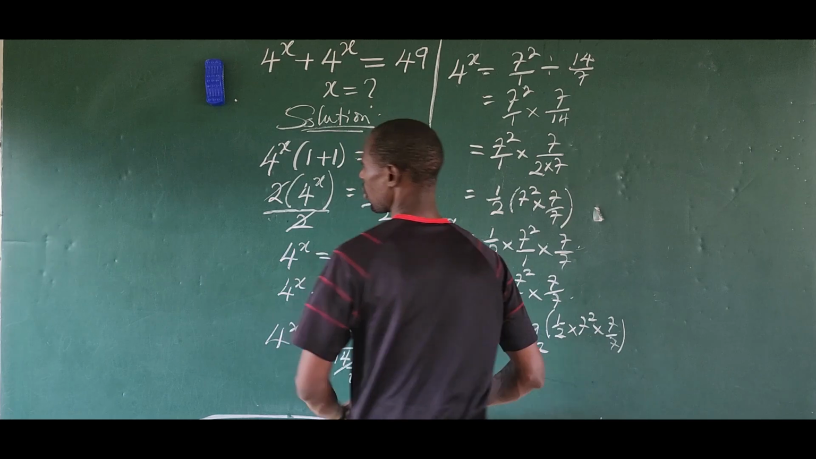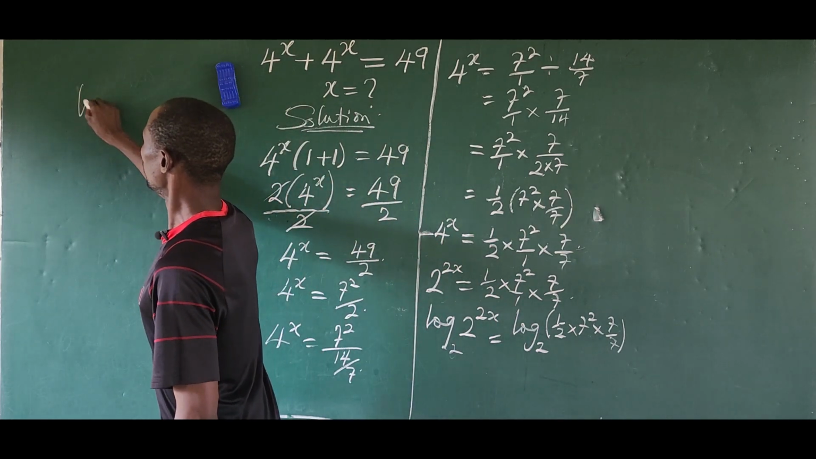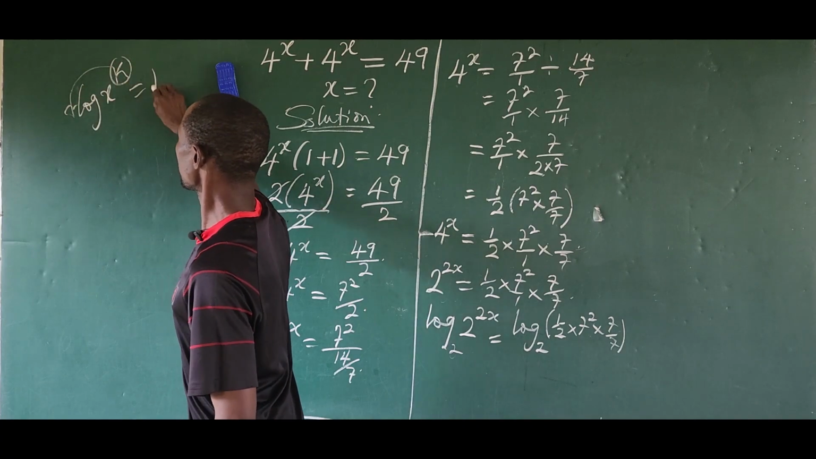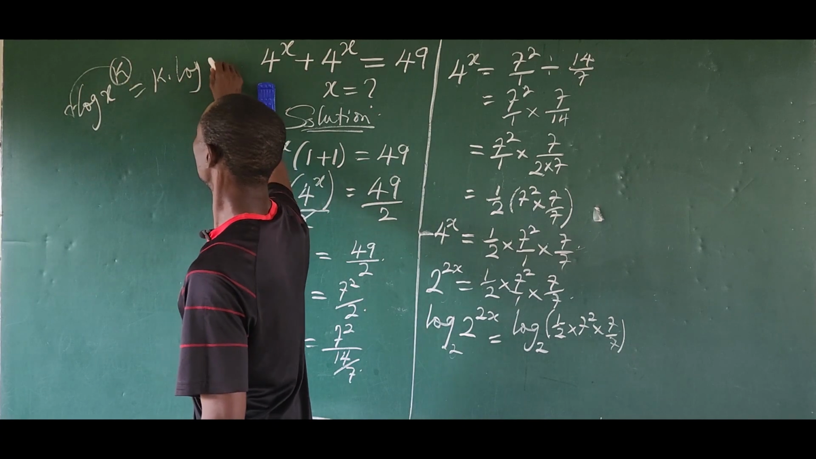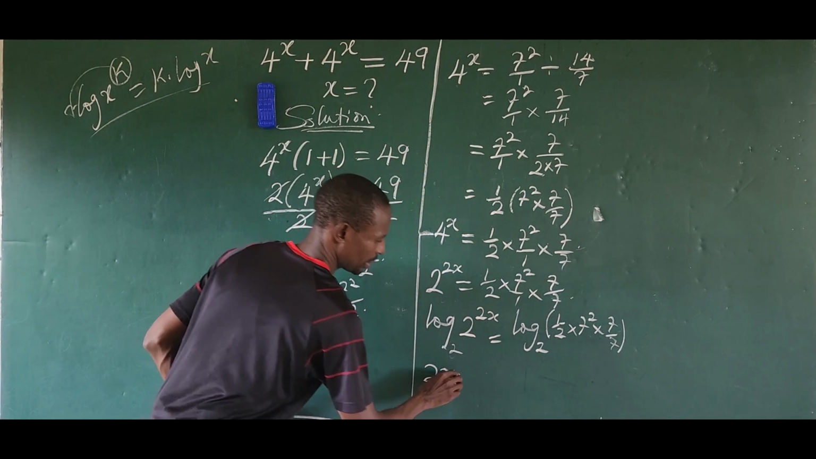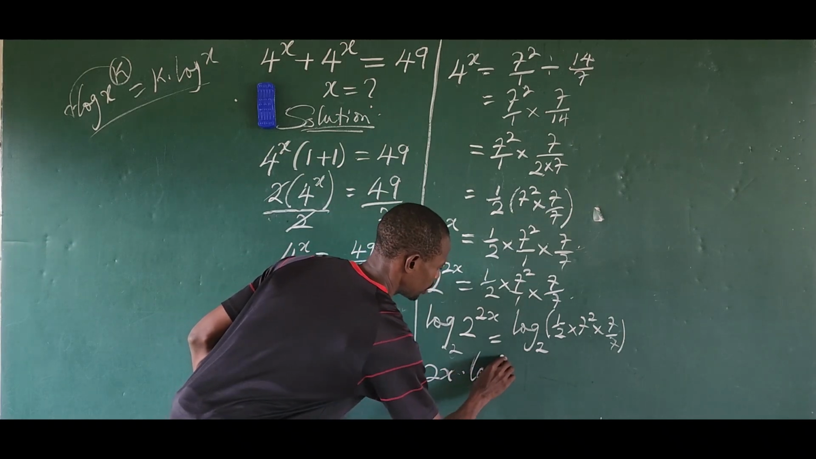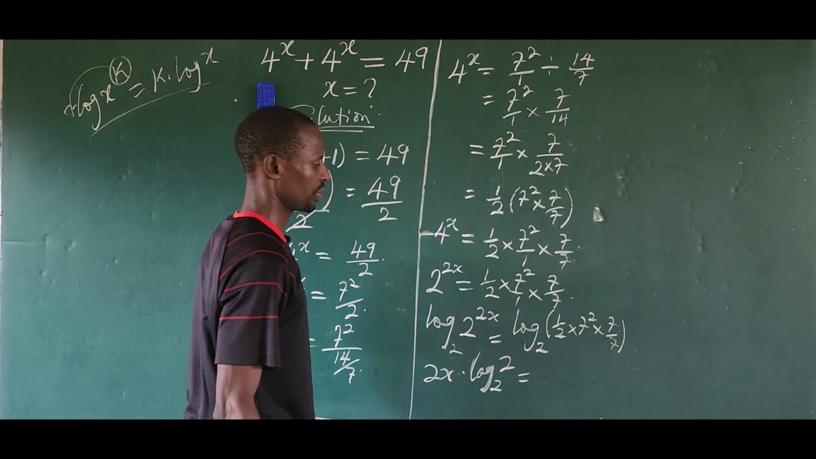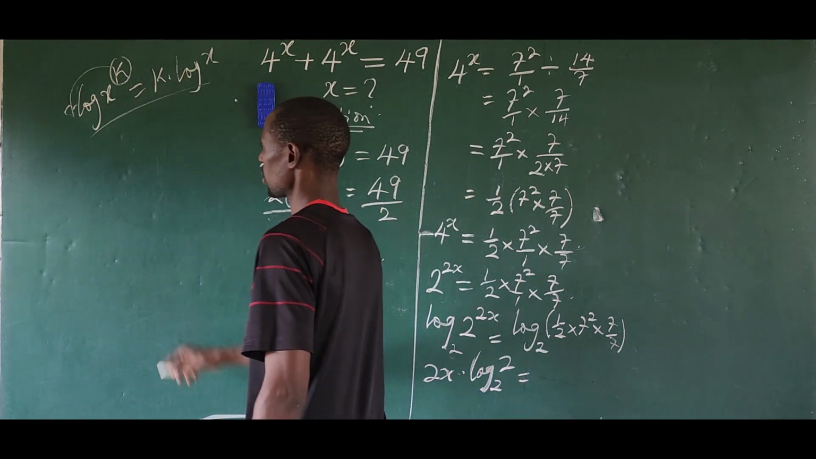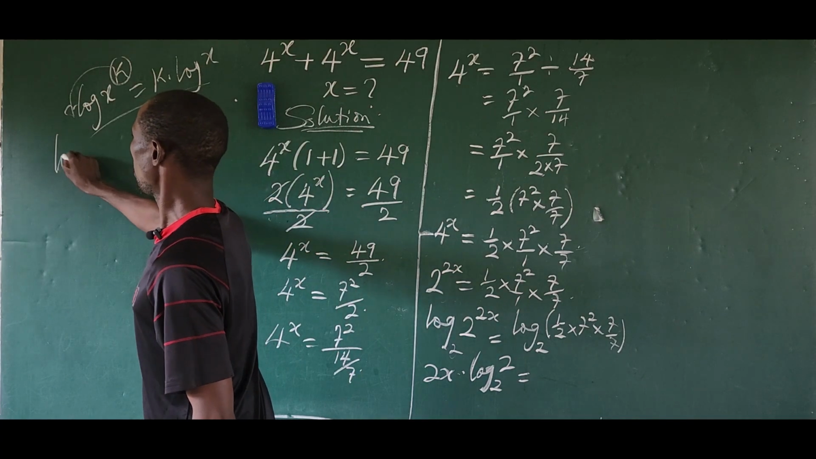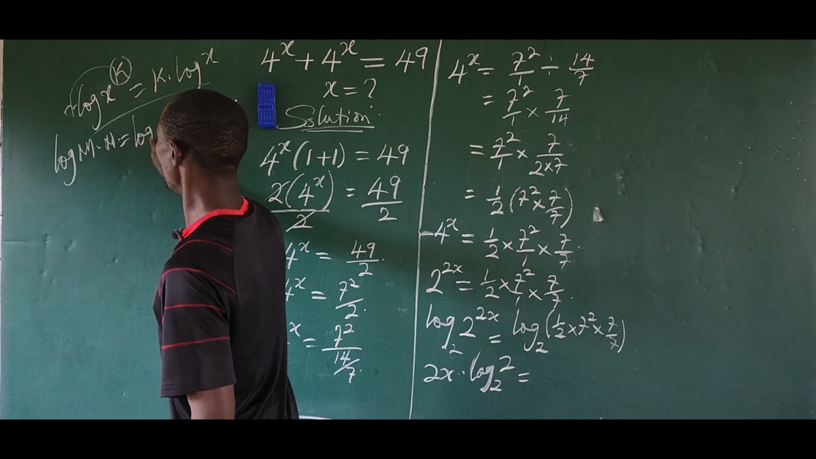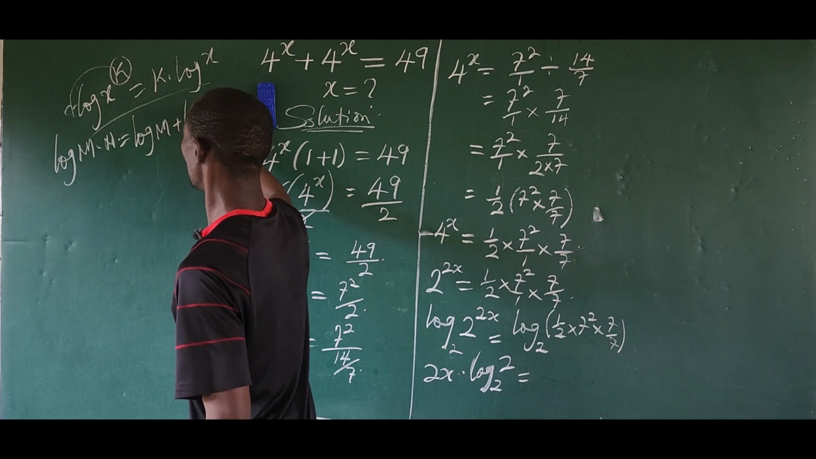We apply the power law of logarithm, which says that if you have log x to the power of k, move this k back to give us k times log x, right? So if we apply that power law, we're going to have this to be 2x, right? That times log 2 base 2 is equal to, then here we're going to apply what is called the multiplication law of logarithm, which is, if you have log of m times n, this is equal to log m plus log n.